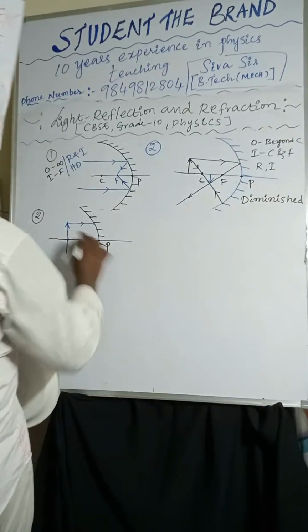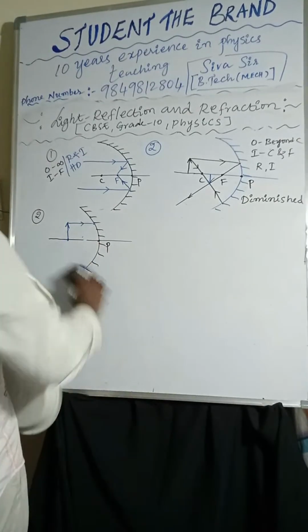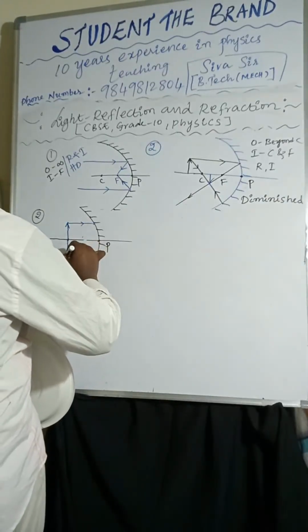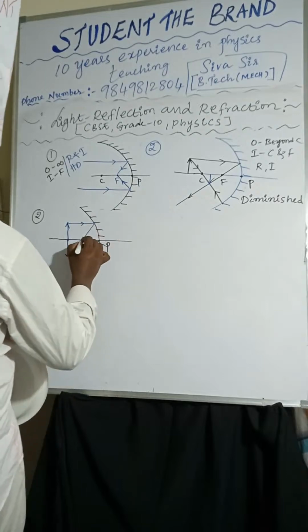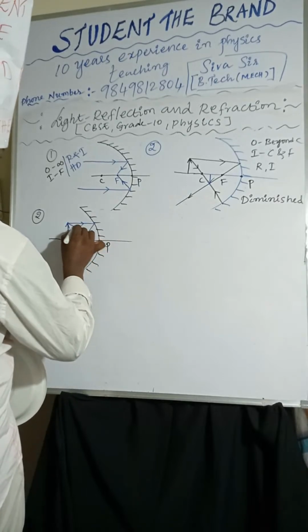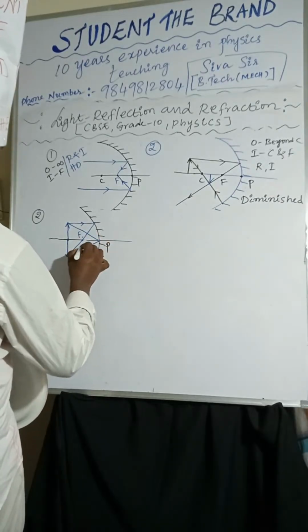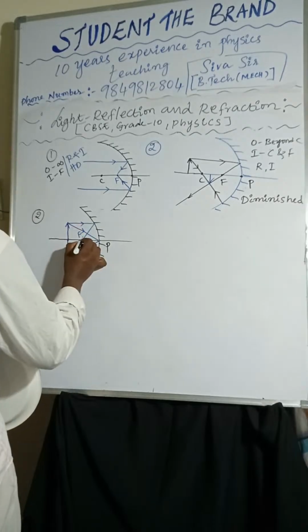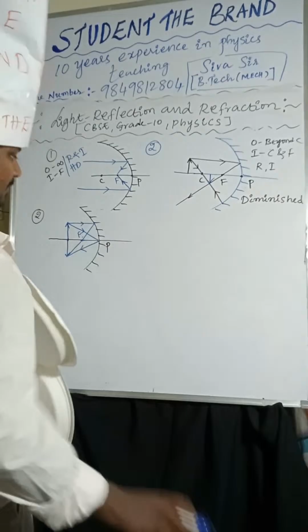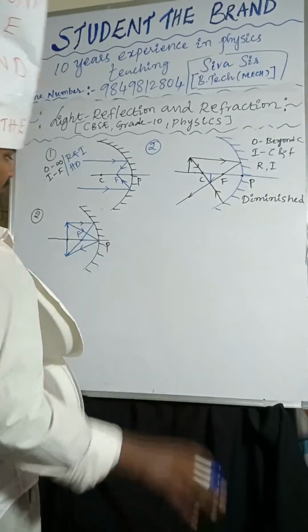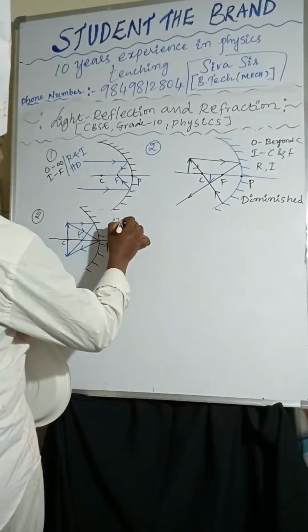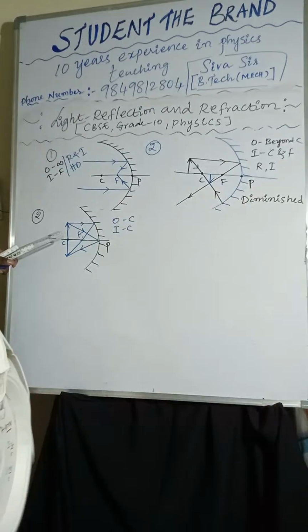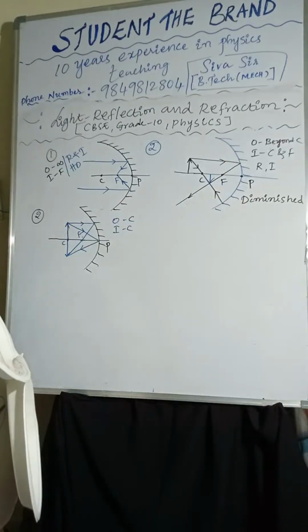So the image also you can take. This is another method to draw it. I'm taking the pole, and the object here. Object at C, the image also will form at C.